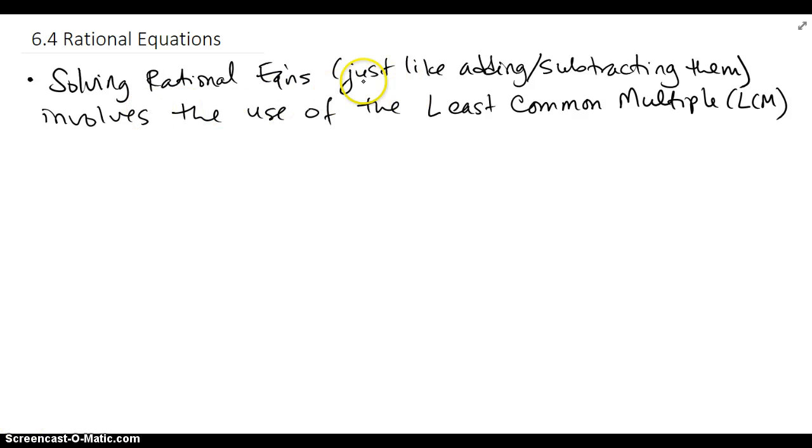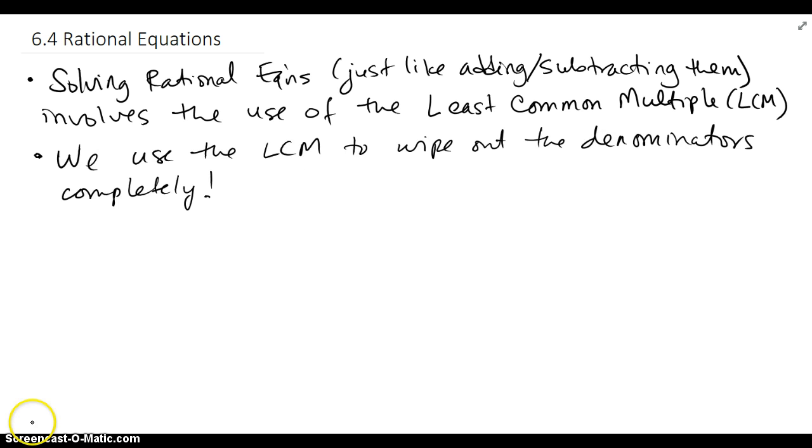Solving rational equations, just like when we added and subtracted them, involves the use of the least common multiple, LCM, but you use it a little bit differently. We basically use the LCM to wipe out the denominators completely, like we would do in equations with fractions.